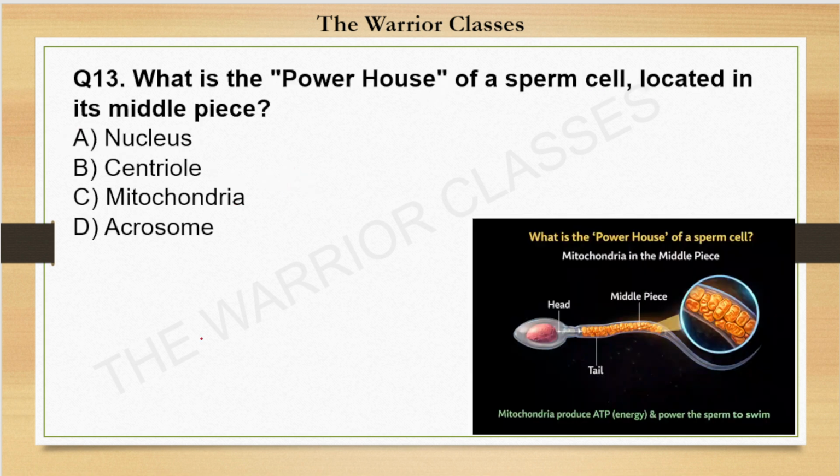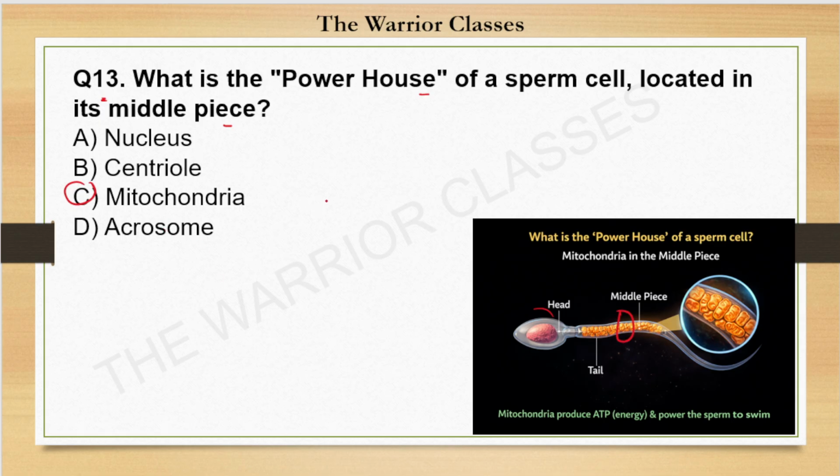Now moving to the next question. Our next question here is question number 13. What is the powerhouse of the sperm cell located in the middle piece? The correct answer will be option C, mitochondria. They are arranged in a spiral in the middle piece to provide ATP or energy for the tail's movement. Energy is produced in the mitochondria. So option C is correct.